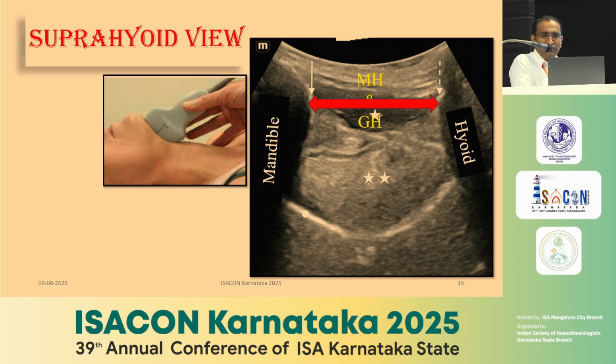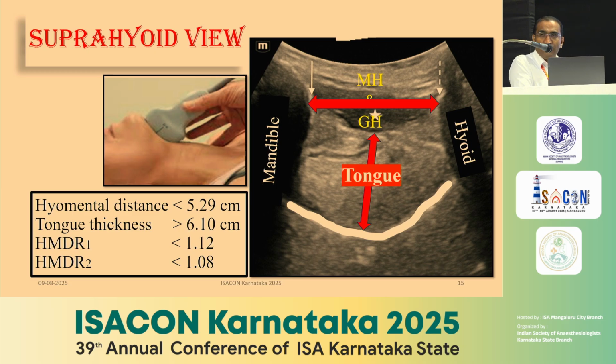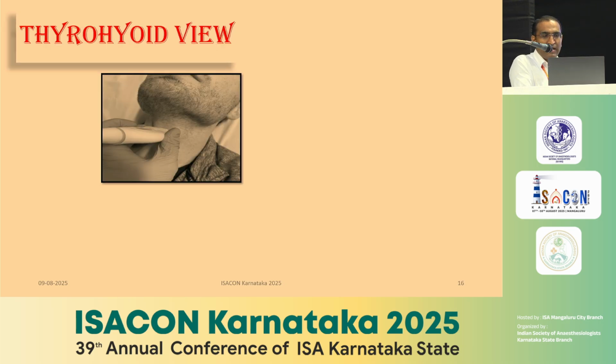The distance between the two bony structures is the hyomental distance. The vertical distance is actually the thickness of the tongue. You can see a bright line there, which is an air mucosal interface between the tongue and the soft palate. A hyomental distance of less than 5.29 centimeters is considered a difficult airway, difficult laryngoscopy. A tongue thickness of more than 6 centimeters is considered difficult mask ventilation and difficult laryngoscopy.